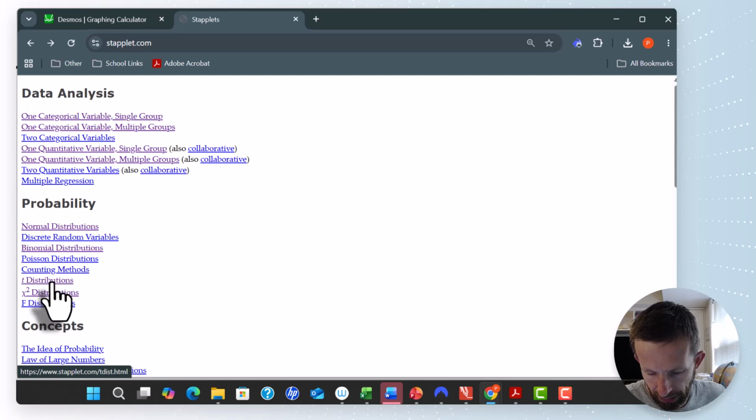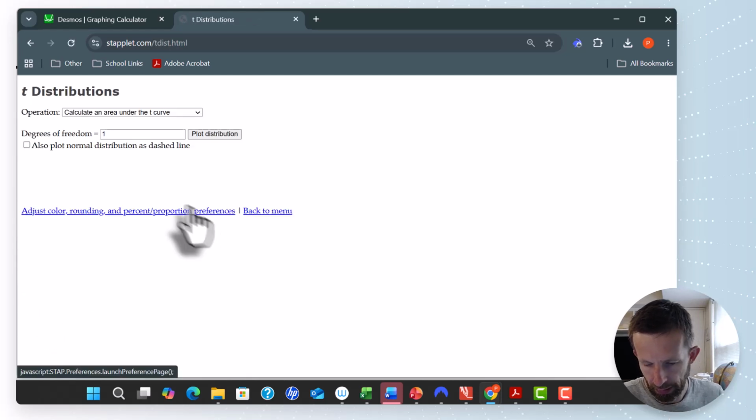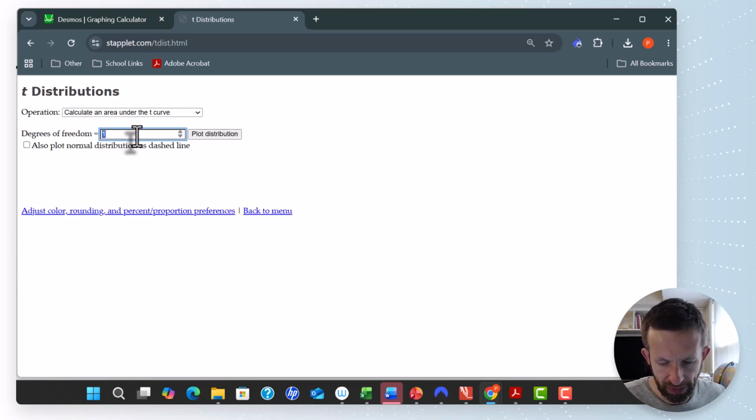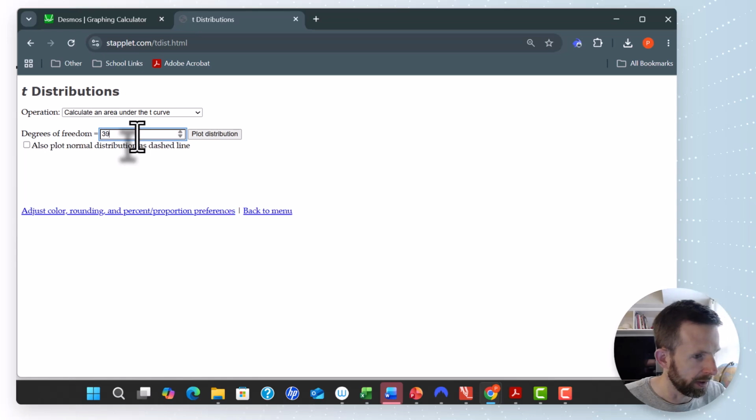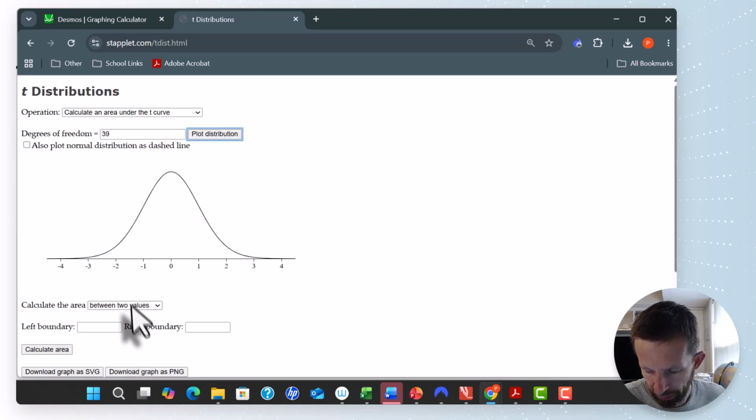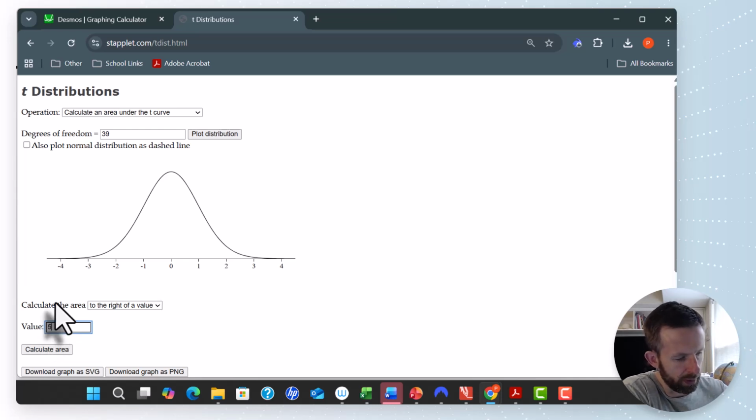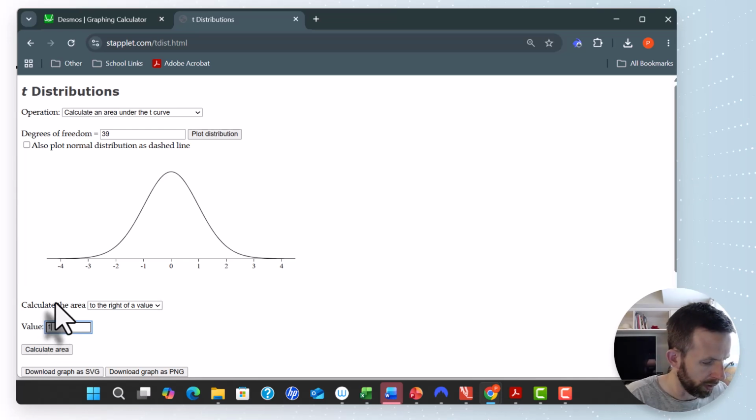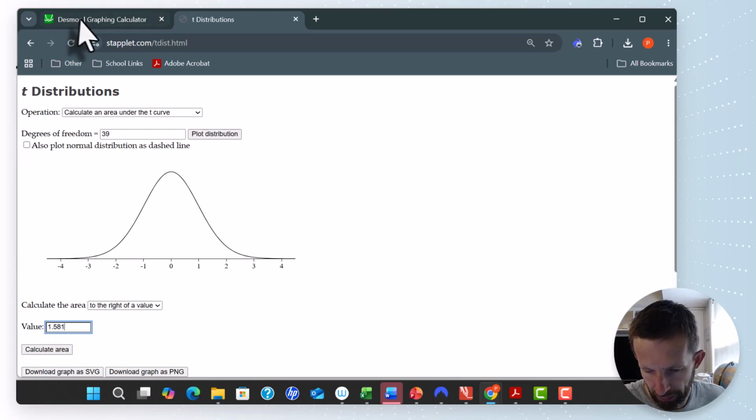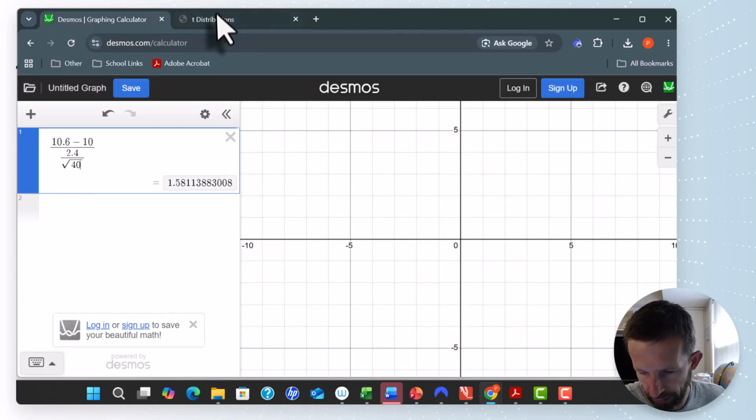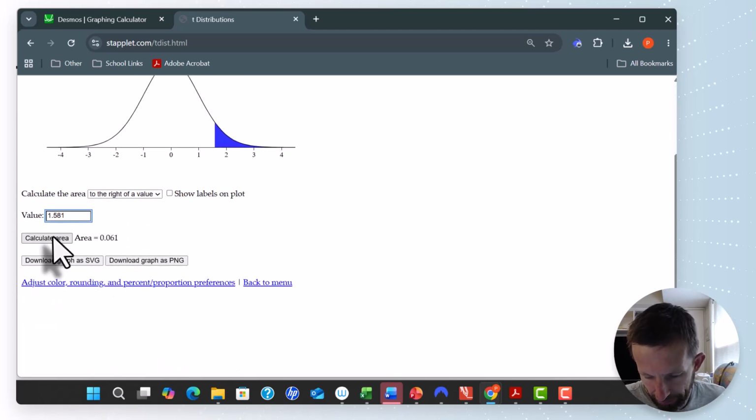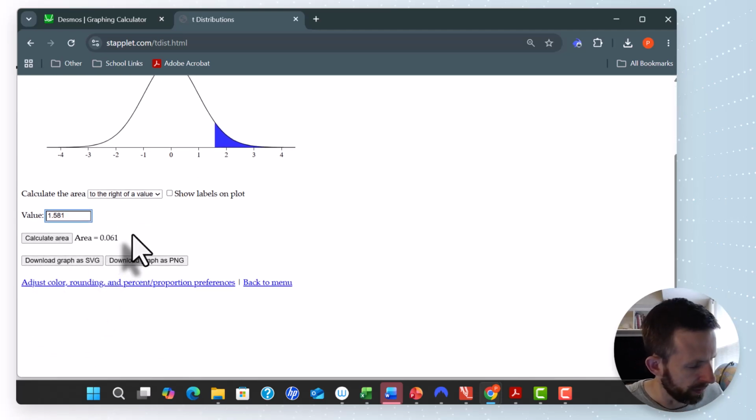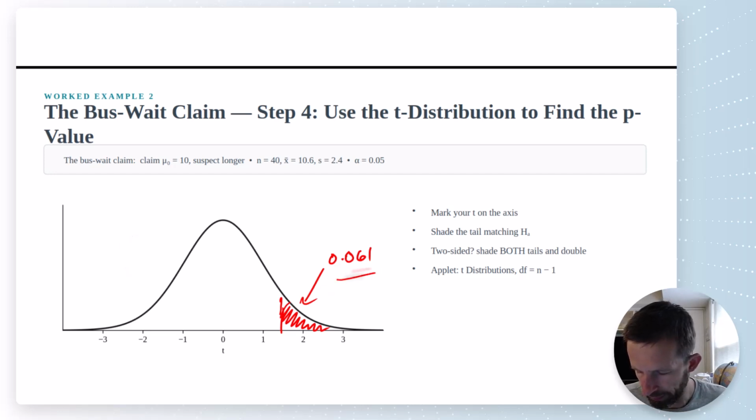I want to go to the t distribution. My sample size was 40, so I'm going to do 39 degrees of freedom. And I want to find the area to the right of 1.581. Yes, so the area to the right of that is 0.061.